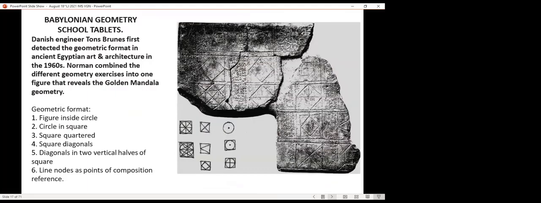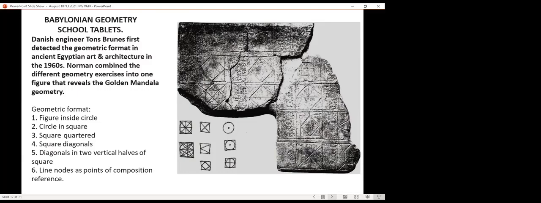Another jewel is this Babylonian geometry school tablet, which was excavated and documented being used for teaching the geometry in the school. The different exercises are independently done. I extracted those and combined them in that table to the lower left, excuse me. So we've got six different exercises there.